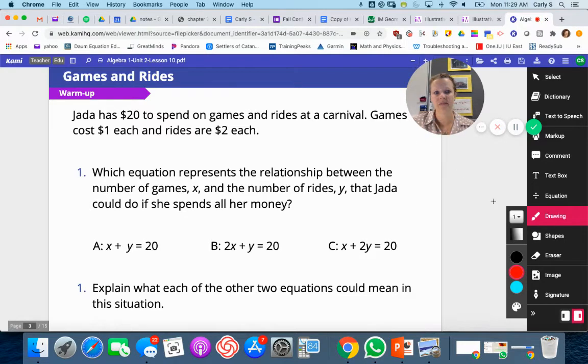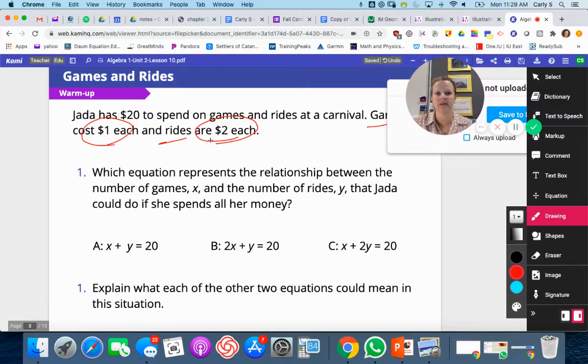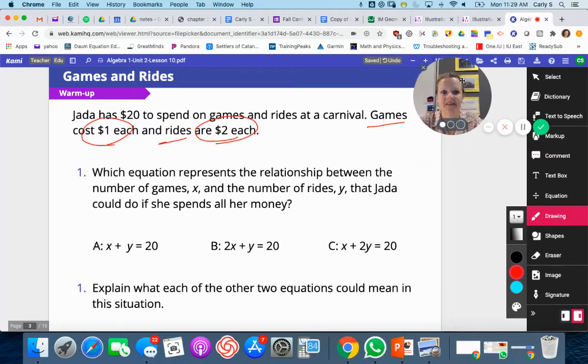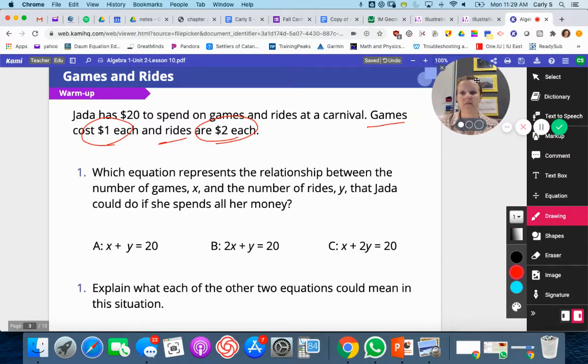So games are $1 each and rides are $2 each. Which equation represents the relationship between the number of games, which is X, and the number of rides, which is Y, that Jada could do if she spends all her money? Okay, so this is just number of games and number of rides equals 20. All right, she has $20.